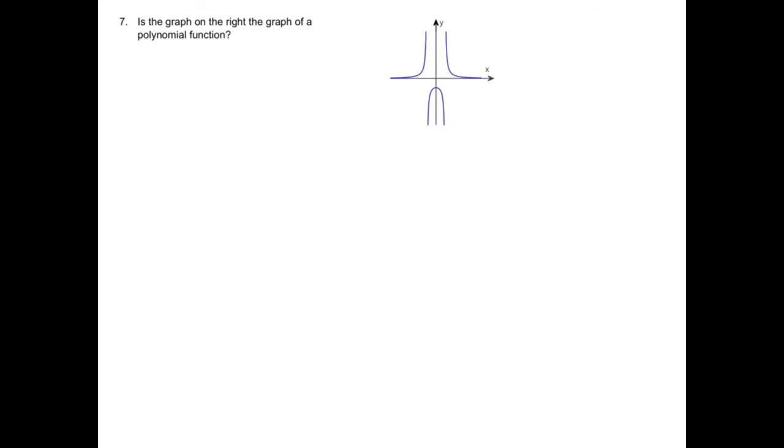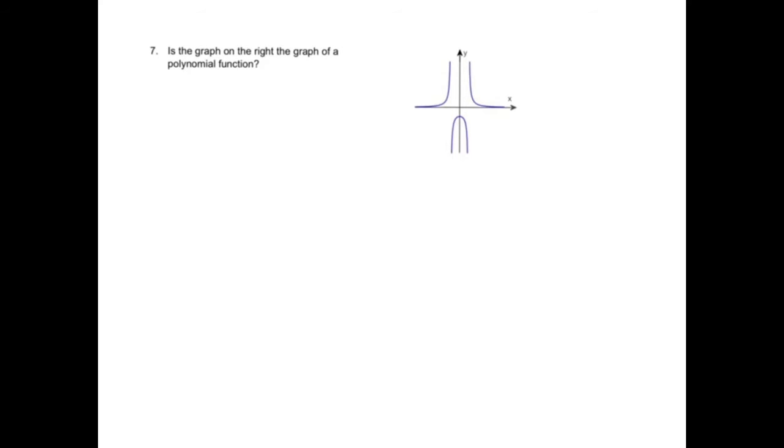Is the graph on the right the graph of a polynomial function? In order to determine if this graph represents a polynomial function, it must be smooth and continuous. First we'll check to see if it is smooth. This is our first criterion. A graph is smooth if it contains only rounded curves with no sharp corners. If we look at this graph, we can see that we only have rounded corners or curves.